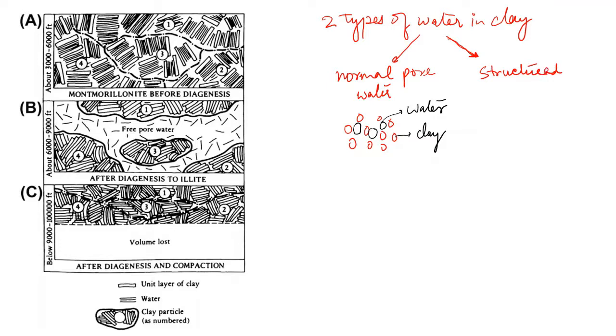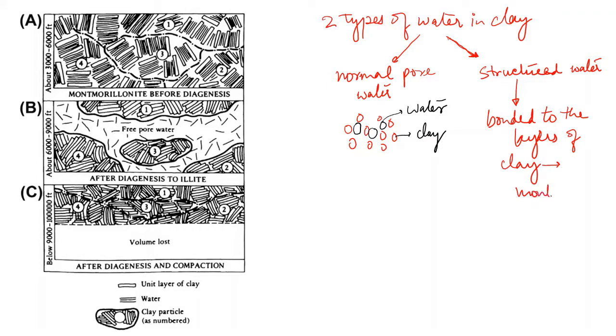So one is the normal pore water, and the second one is the structured water. It is bonded to the layers of the clay, especially montmorillonite. So, what is structured water? It is bonded to the layers of clay, especially clay like montmorillonite.